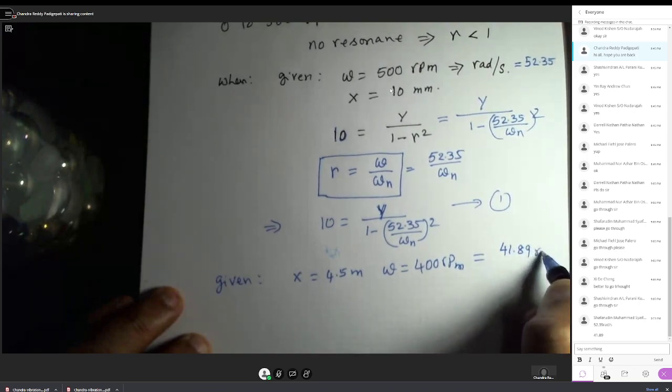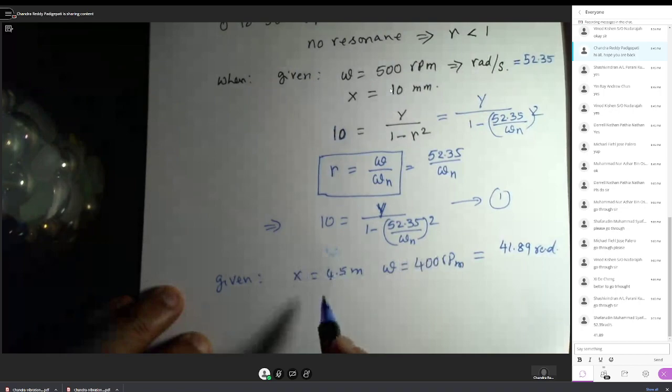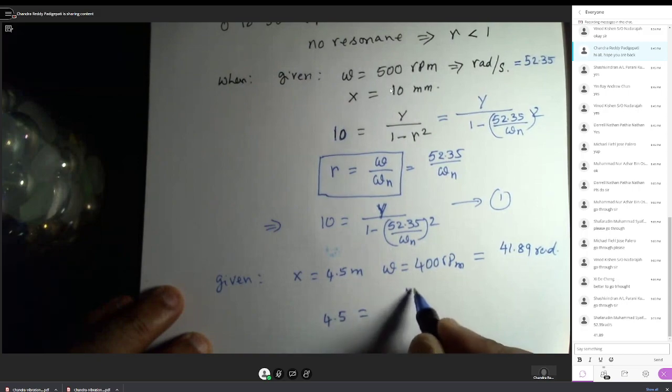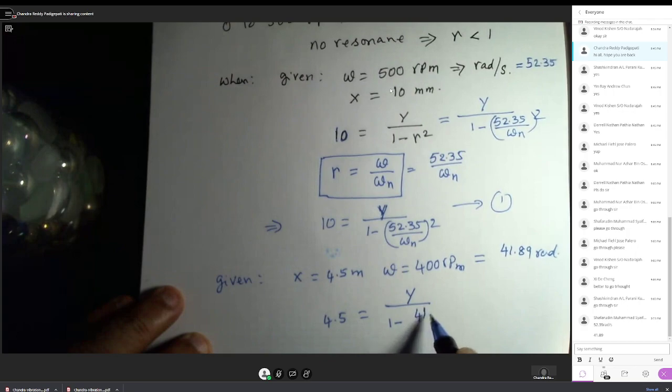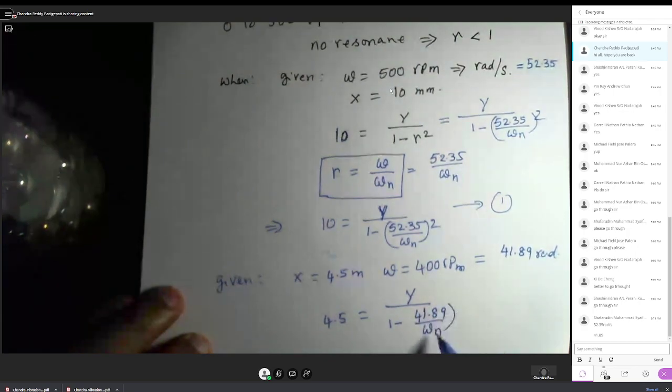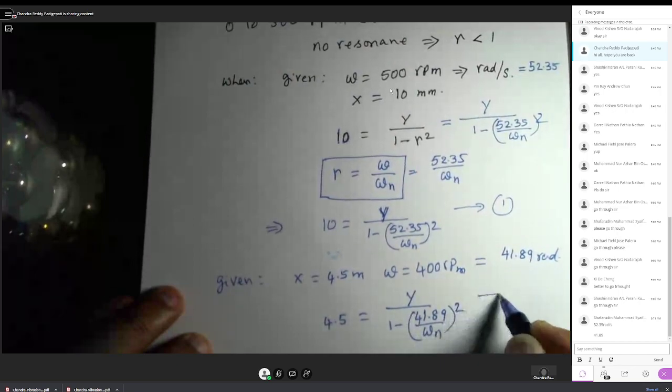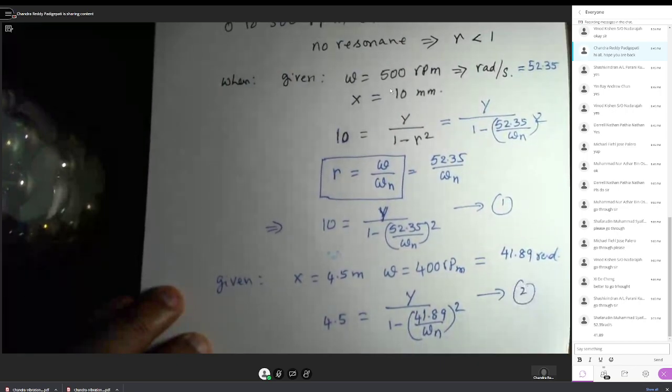41.89 radians per second. So we can write the second equation. 4.5 is equal to y over 1 minus 41.89 over omega n square. So you call this equation 2.